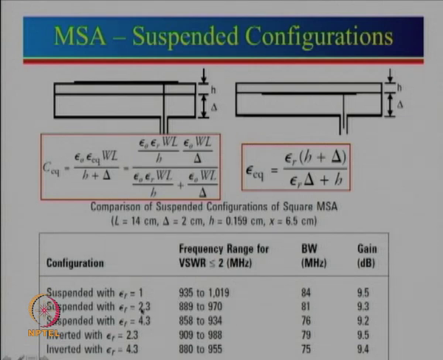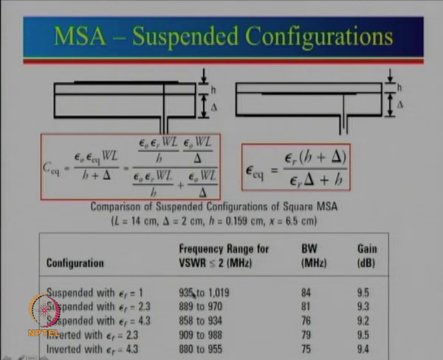Now, coming back over here, this is epsilon r 1. If we use 2.3 or 4.3, my gain is just about 9.3, 9.2. So, if I take a very lossy substrate which is very low cost, you can see that the gain change is hardly significant. Okay. So, this configuration can be used with a low cost substrate without losing much gain. Let us just look at the bandwidth. You can see that the bandwidth change is also relatively small.